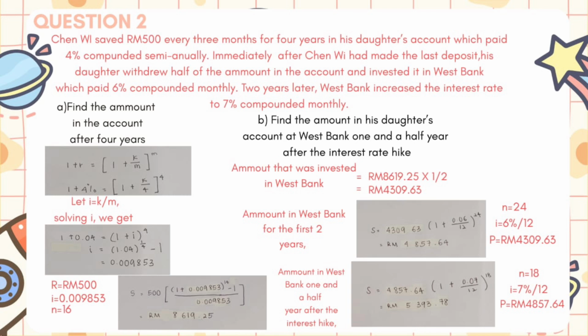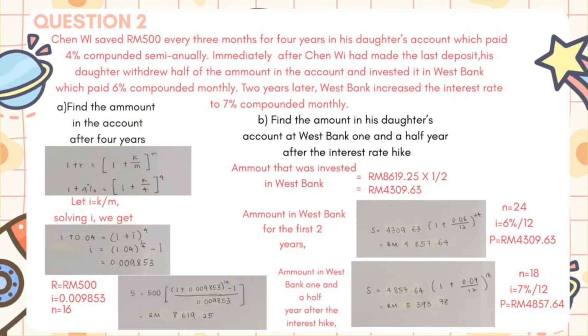Part B, question 2. Chenwi saved 500 ringgit every 3 months for 4 years in his daughter's account, which paid 4% compounded semi-annually. Immediately after Chenwi had made the last deposit, his daughter withdrew half of the amount in the account and invested it in WasteBank, which paid 6% compounded monthly. 2 years later, WasteBank increased the interest rate to 7% compounded monthly. Question A. Find the amount in the account after 4 years.